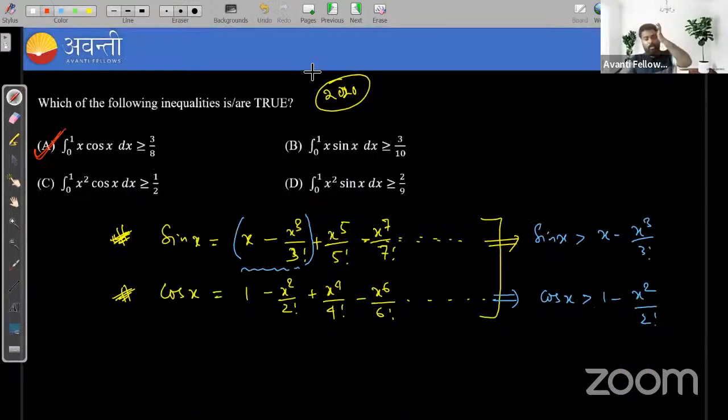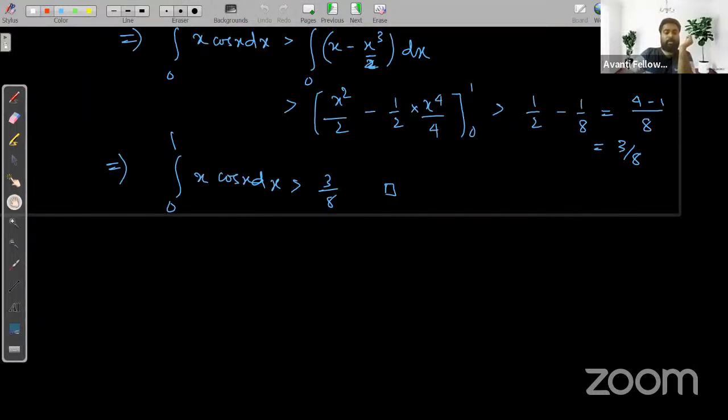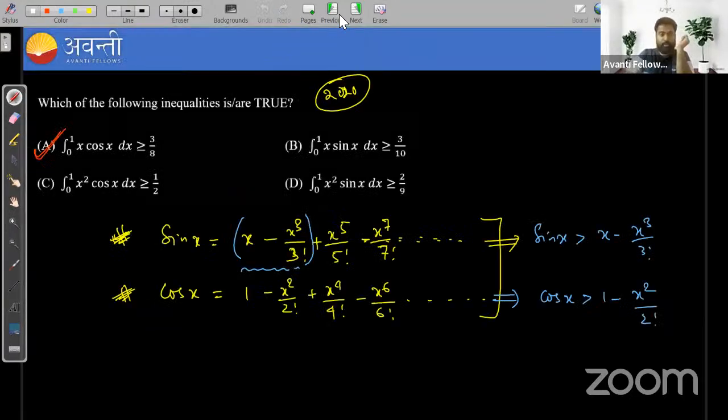Okay, let's come to the second option. What is happening here? In the second option it is given that the integration from 0 to 1 of x sin x dx is greater than or equal to 3 by 10. Let's check.